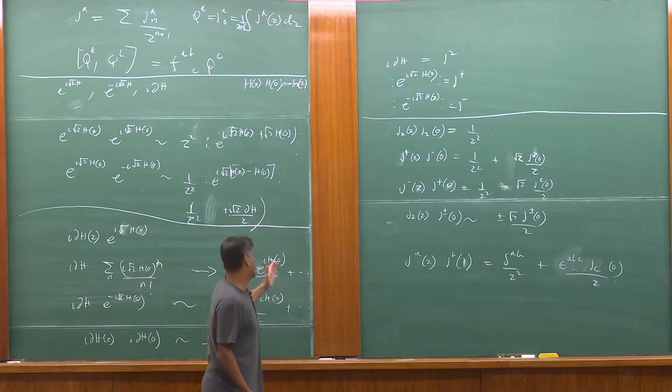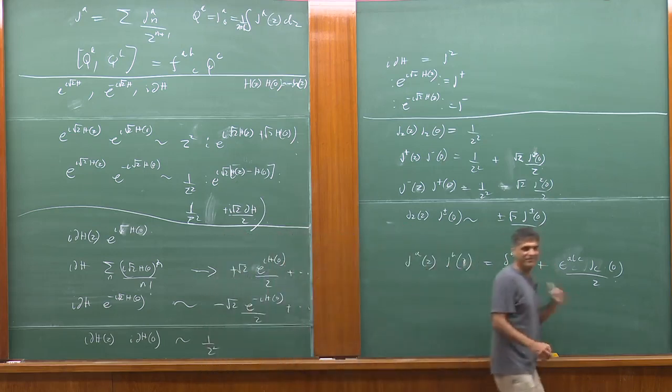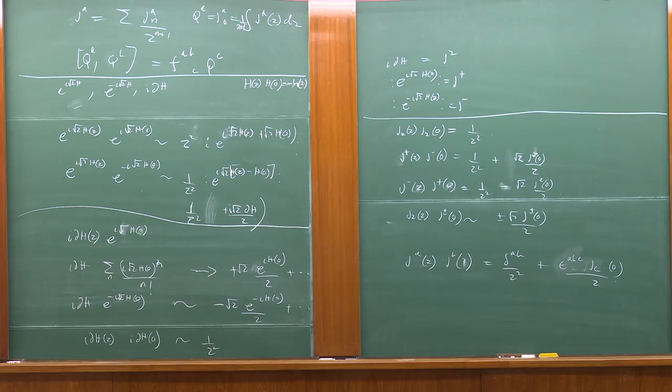So maybe there's an i here. You'll have to look at that. So you see that what we've got in this situation is the current algebra for SU2.